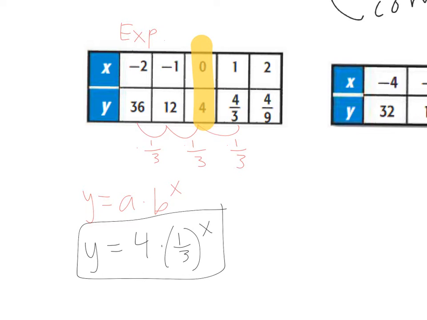Now, I can test out my function if I wanted to by actually plugging in a point for x and solving for y. So again, let's just try plugging in 1. If I plug in 1 here, 1/3 to the first power is just 1/3. And 4 times 1/3 is 4/3, which would match the point when we plugged in 1 for x, the correct output of 4/3 for y. So it works. Let's go on to the last table.